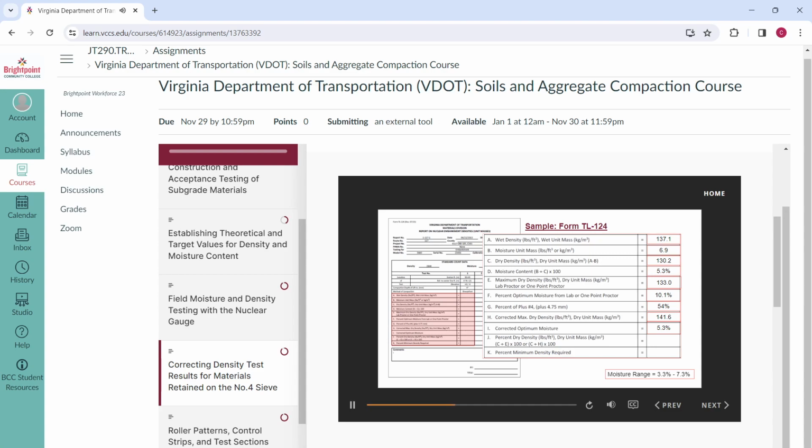To calculate rho J, our percent dry density, we need to take C, our dry density of 130.2, and divide it by our corrected maximum dry density of 141.6. When we do this and then multiply by 100, the answer comes out to 91.9% and can be entered into rho J. This number will then be compared to our percent minimum density required, and as long as our rho J is greater than our rho K, we're in good shape and the test would pass.